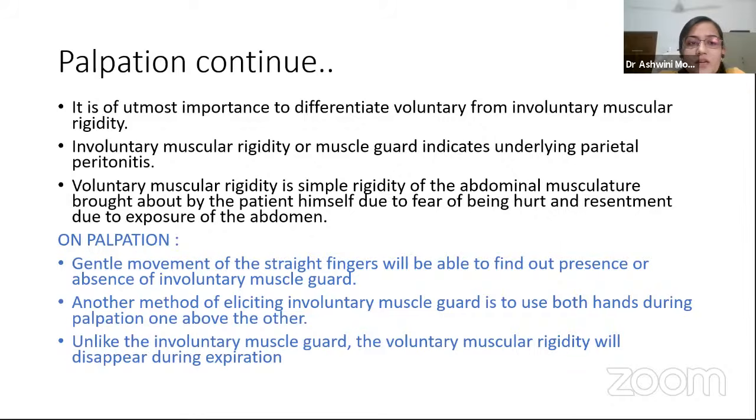Even after that, some patients might have muscular rigidity, and we have to differentiate it from guarding, as guarding is a typical sign of parietal peritonitis on palpation. How will we differentiate this? Gentle movement of the straight fingers will help find the presence or absence of involuntary muscle guard. Another method to elicit involuntary muscle guard is to use both hands during palpation, one above the other, that is, deep palpation. Unlike involuntary muscle guard, voluntary muscle rigidity will disappear during expiration. So we have to keep asking the patient to breathe deeply with the mouth open.